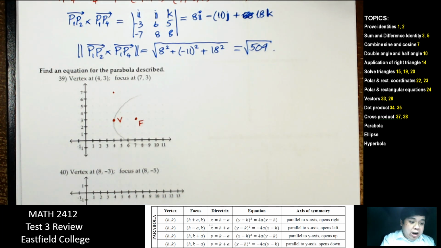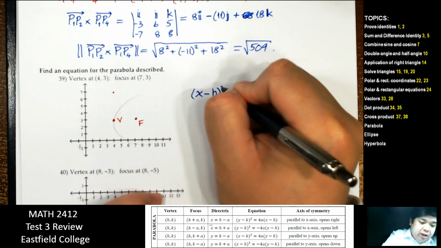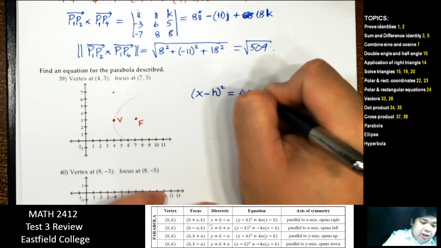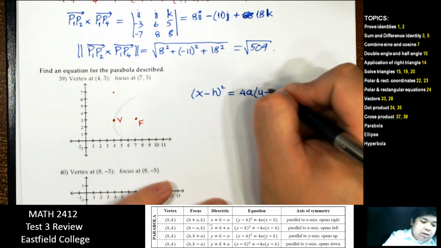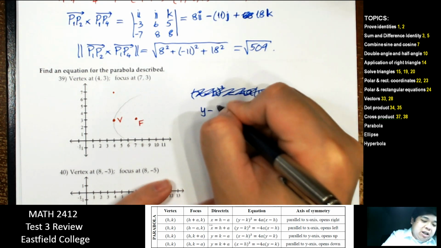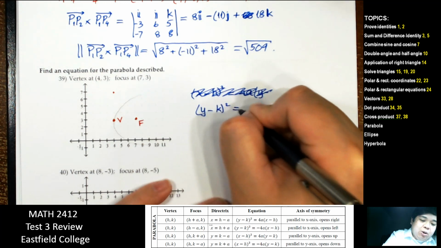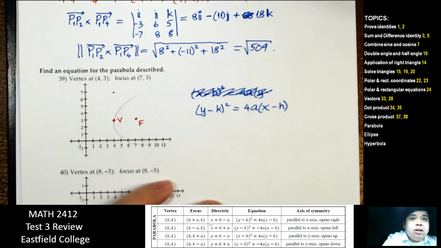This is a parabola that opens to the right horizontally, so we will have the form x minus h squared equal to 4a y minus k. Sorry, y minus k squared equal to 4a x minus h. Right. It's open to the right.